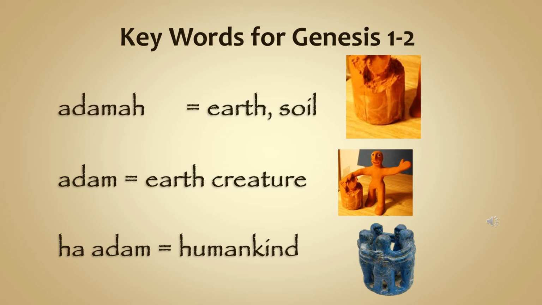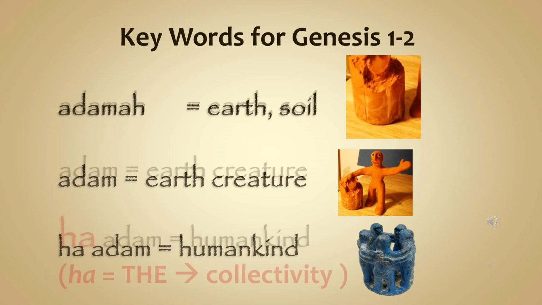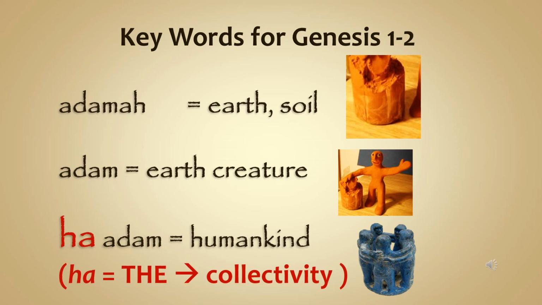So to review then, we have adamah, which means earth or soil, Adam, which means earth creature or creature made from earth, and Ha-Adam, which means humankind or humanity as a collective whole, not just one individual. Sometimes Ha-Adam can mean the human, and sometimes it can mean humanity. The context will offer clues as to its meaning.